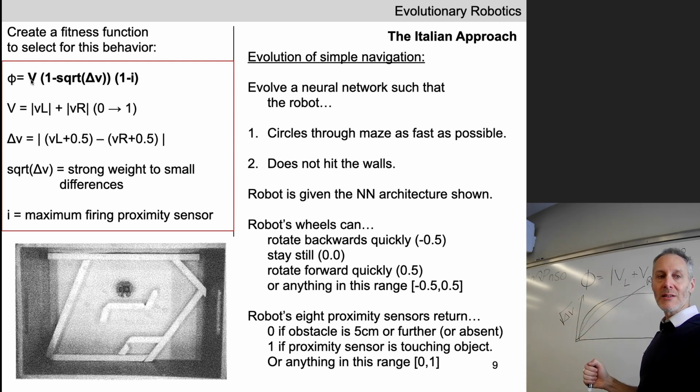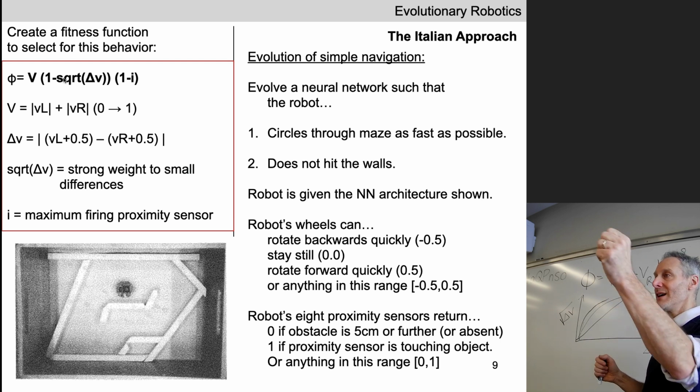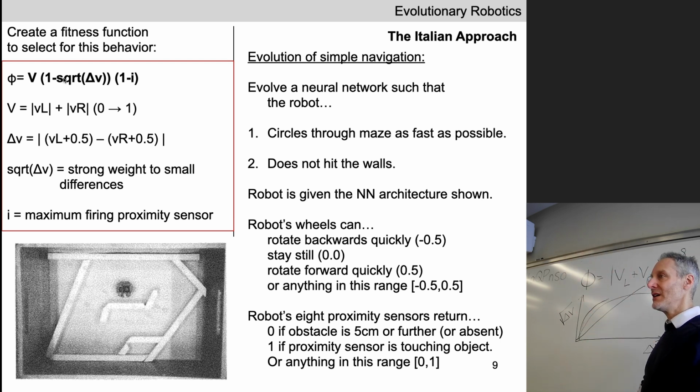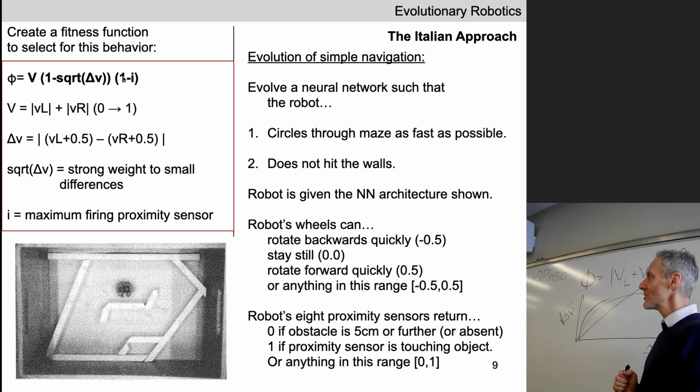This term is pulling towards spin the wheel. This one is penalizing differently spinning wheels. This one is penalizing getting close to walls. There's a tension here. There's always a tension in nature between different competing values.